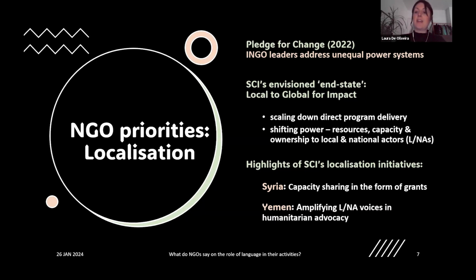The pledge reflects an acknowledgement of the unequal power dynamics in the development and aid sectors and the need to ensure a fairer future, and particularly the role that international NGOs must play in ensuring global South civil society and communities continue to grow and flourish. Save the Children International's Local to Global for Impact strategy aims to significantly scale down direct programme delivery in favour of supporting local and national actors.